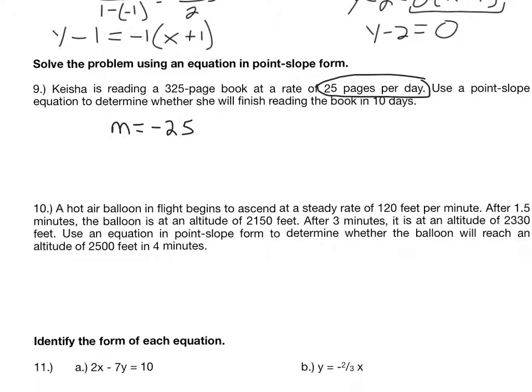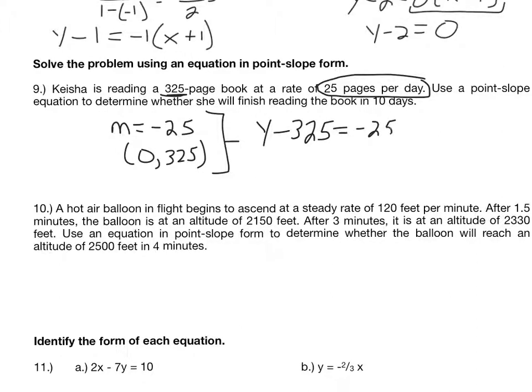So it says use a point slope equation to determine whether she will finish reading the book in 10 days. So we have an ordered pair here, believe it or not, because the book is 325 pages, and at f of 0, or at x equals 0, how many pages does she have left? 325, because the book is 325 pages. So we have enough information to write an equation in point slope form. That would be y minus 325 equals your slope, which is -25, times x minus 0.